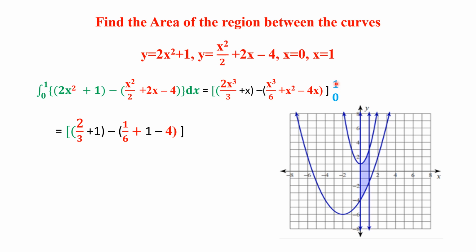Basically, we can just take the 1 and plug it in for every occurrence of x here. We will get 2 over 3 over here, and we'll get plus 1. That's the first function. For the second function, we will just plug in the value 1, and over here that's going to give us 1 over 6, and then 1 squared is 1, and then minus 4 times 1 is minus 4. And if we do the math, we're going to add them up. This will give us 5 over 3, and this one will give us plus 17 over 6, and that's going to be equal to 4.5, and that's the answer.